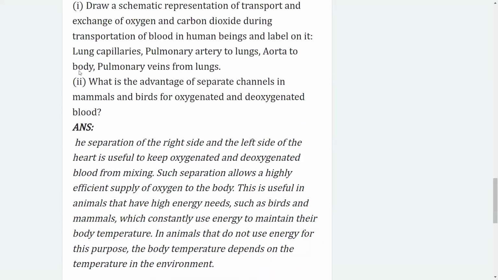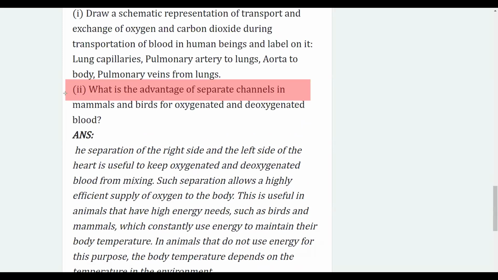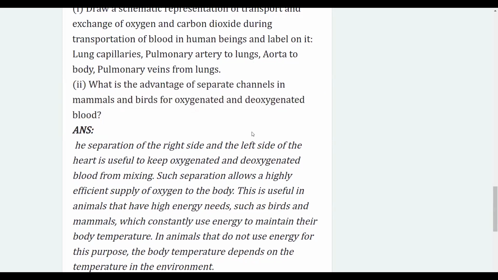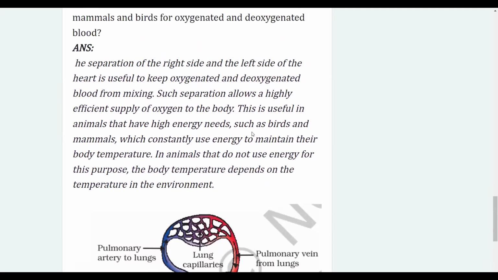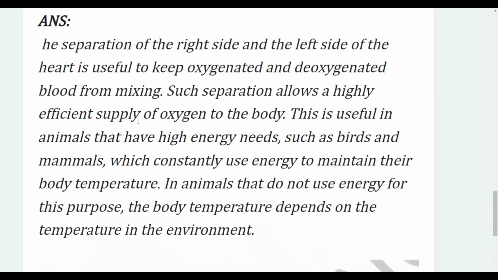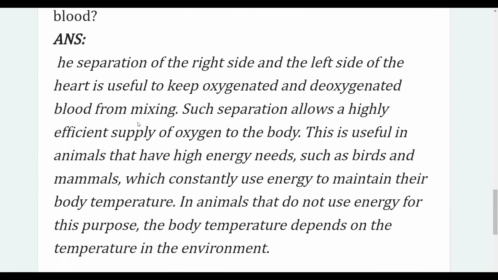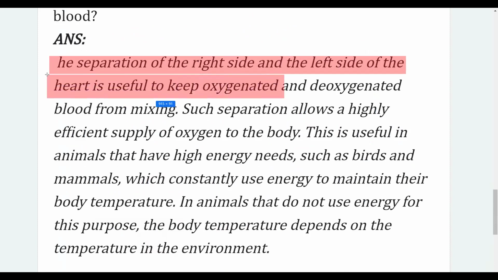Now, once we have understood this structure, they ask another question: what is the advantage of separate channels in mammals and birds for oxygenated and deoxygenated blood? What we know is that the left and right sides of the heart are separated by a septum, so we have different channels for transportation of blood, and therefore there is no intermixing of oxygenated and deoxygenated blood. The answer you should write is that the separation of the right-hand side and left-hand side is useful for keeping the oxygenated and deoxygenated blood from intermixing.